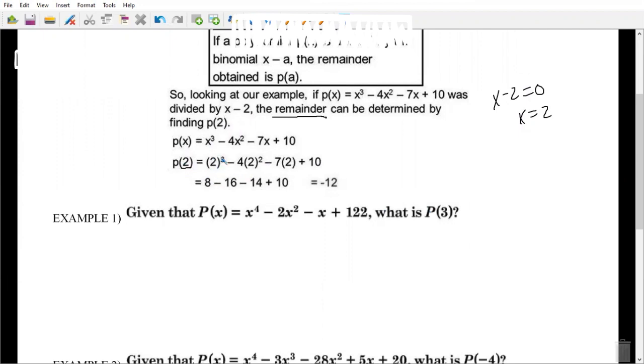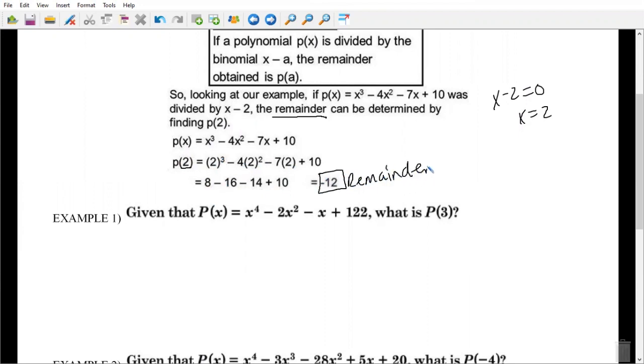Plug in 2, 2 cubed is 8, plug in 2, 4 times negative 4 is negative 16, plug in 2, get 14, bring down the 10, add, subtract, and I get boom. So this would be the value of my remainder. Because of that, I can use synthetic division to evaluate. And it kind of makes it a little easier because I don't have to have such large numbers at all times. And it's just an option to evaluating.